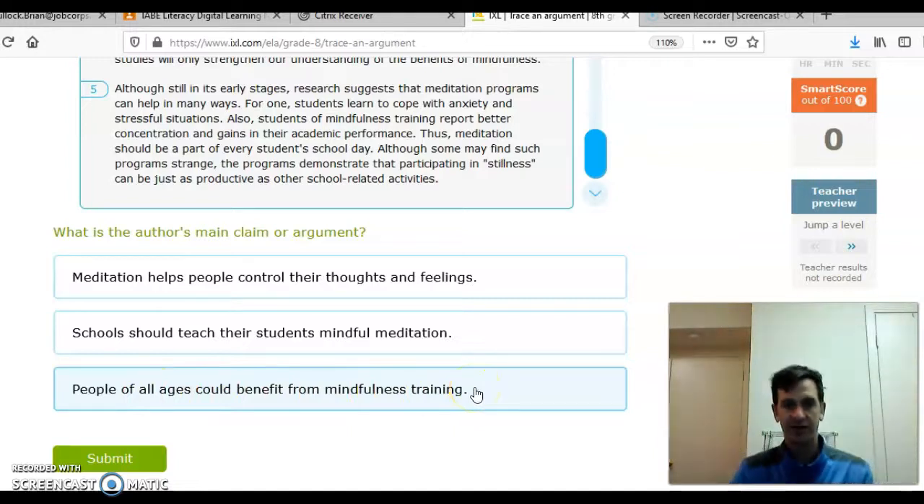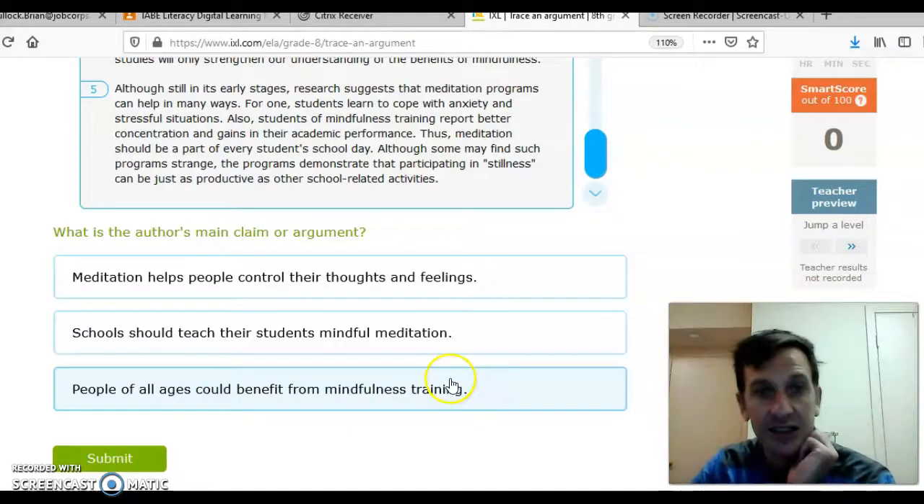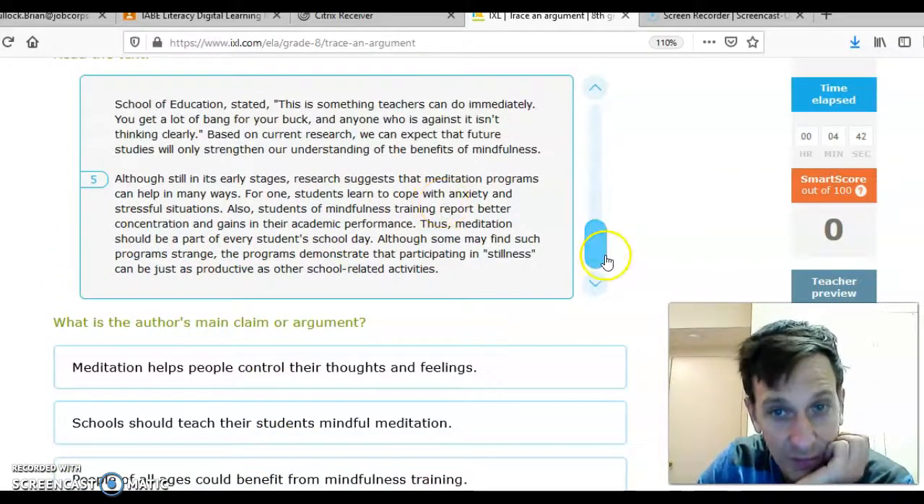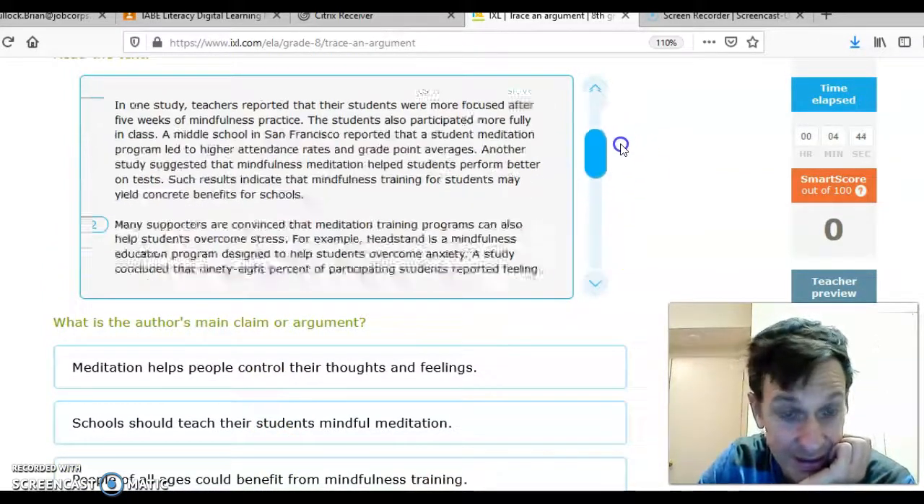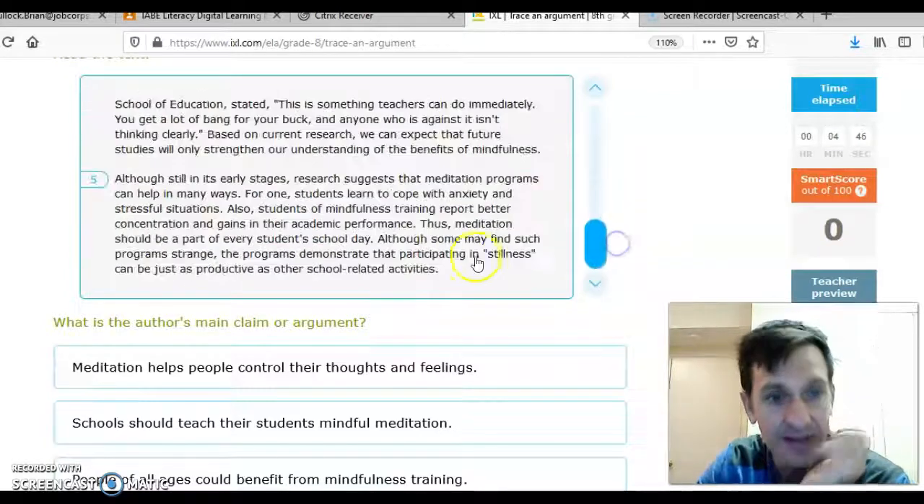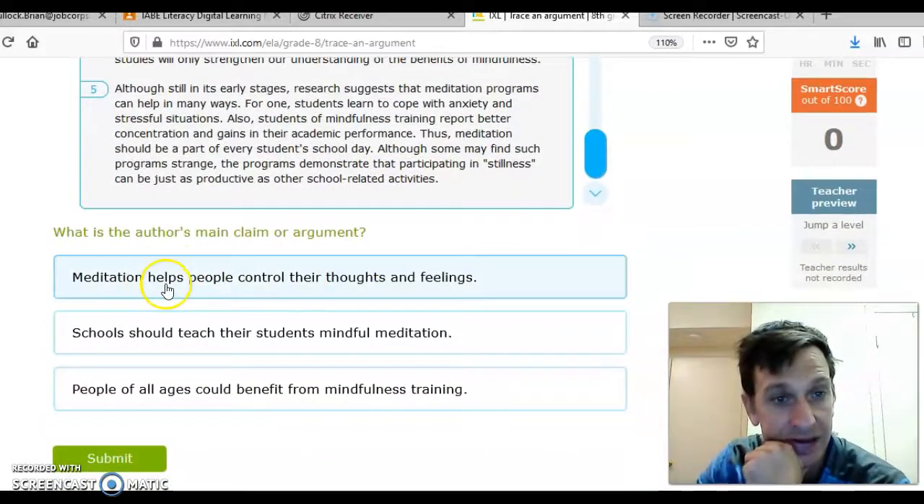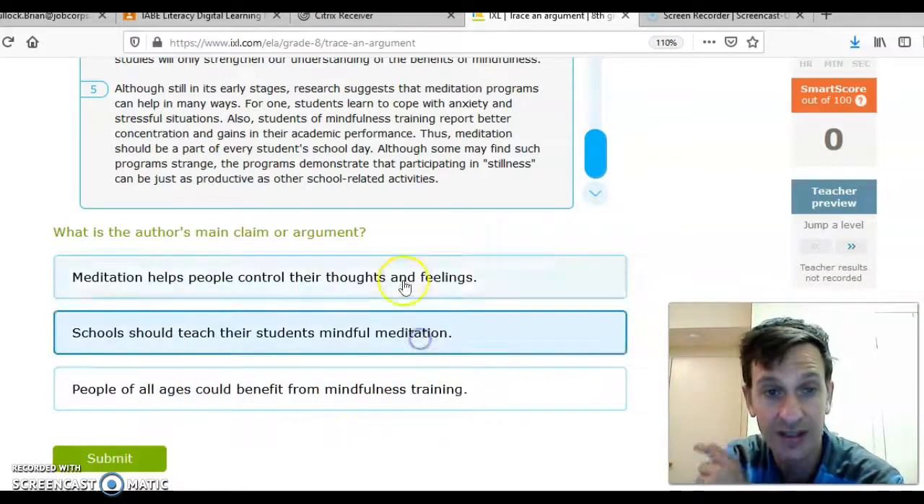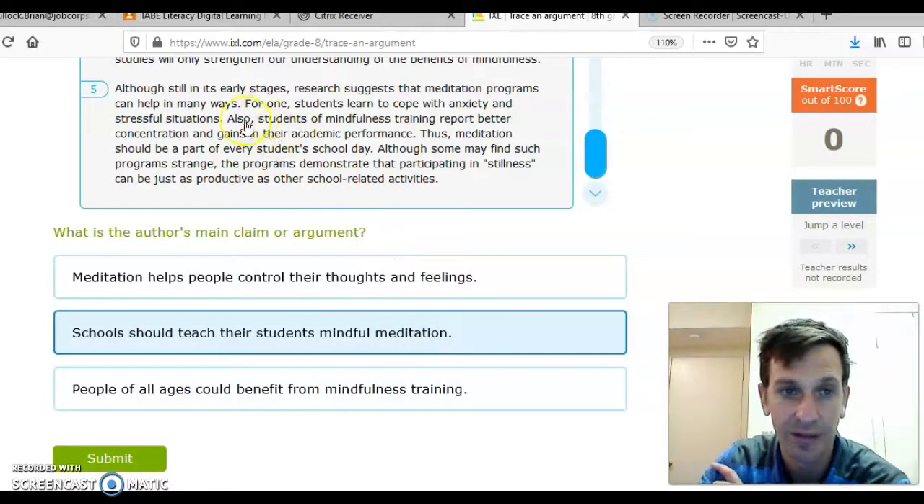Alright, so all three make valid points, but when we're looking specifically at what we've just read, as you will have a passage very similar to this on your test. What is it? Yes, it can control their thoughts and feelings. Or is it, and yes, people of all ages can benefit. Those are true. But this is specifically talking about school, right?